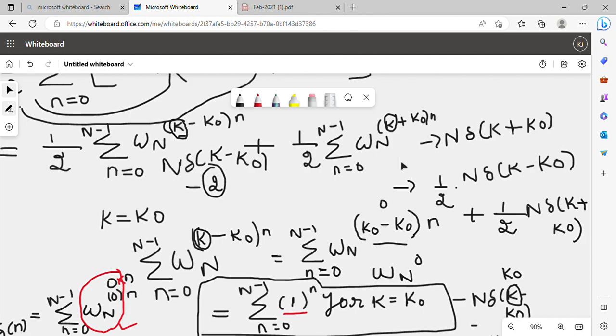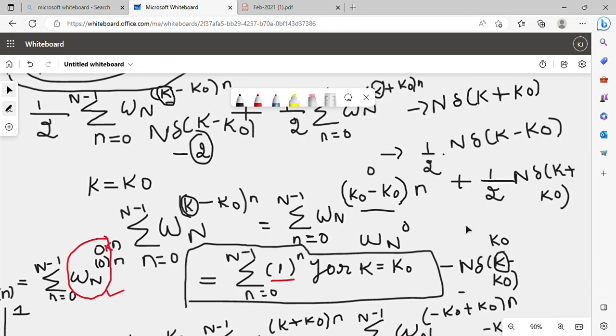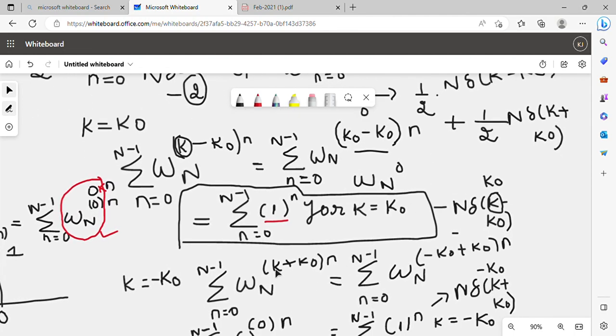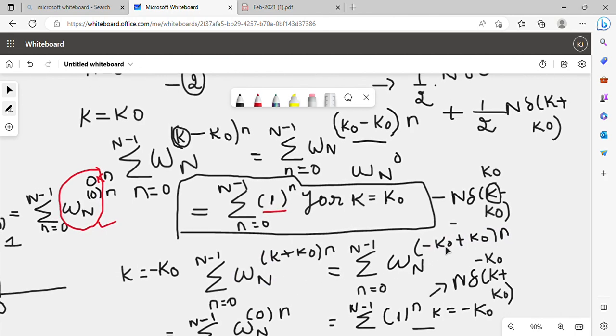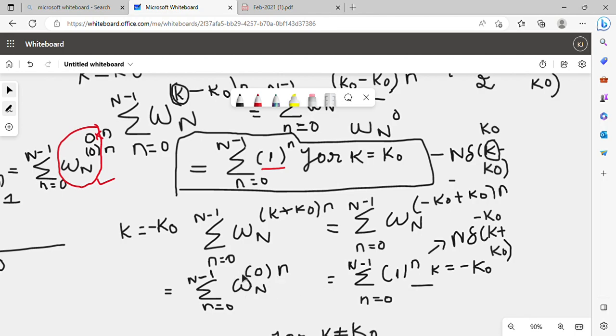So here you are going to substitute k is equal to minus k naught. We substituted k is equal to minus k naught, wherein it is minus k naught plus k naught, which is equal to 0. This one you are going to get, wherein you are going to get 1 to the power of n.